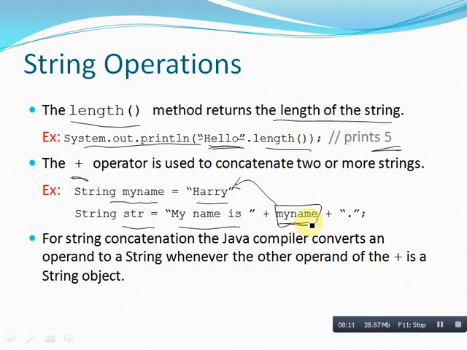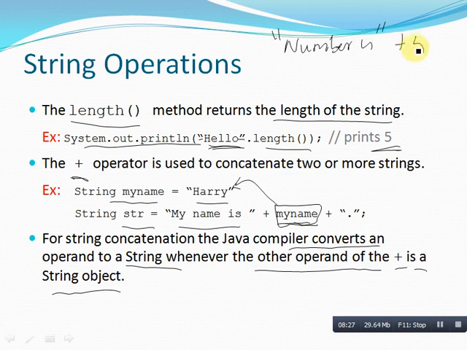Now for string concatenation, the Java compiler converts the operand to a string whenever the other operand of the plus is a string object. It means, for example, I have a string "number is " plus 5. Now at this point, this is a string, this is a number or an integer. So the Java compiler will convert this into a string first, then it will add it with "number is". So what you get is number is 5.